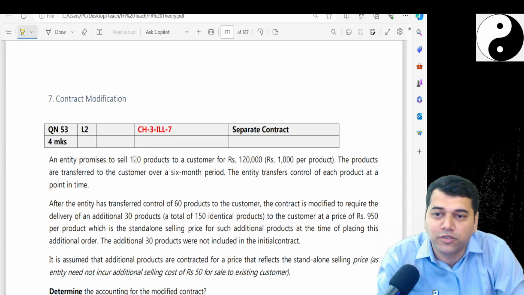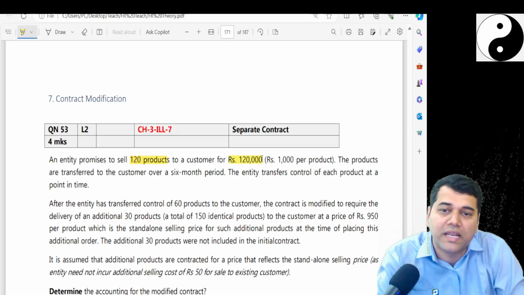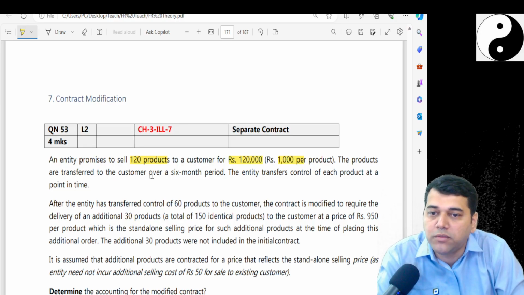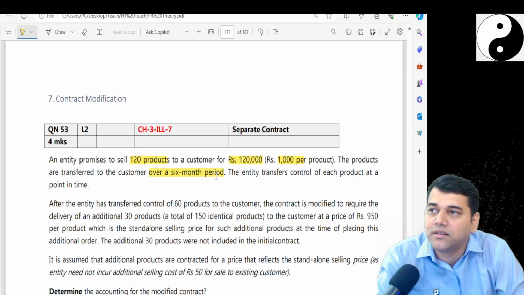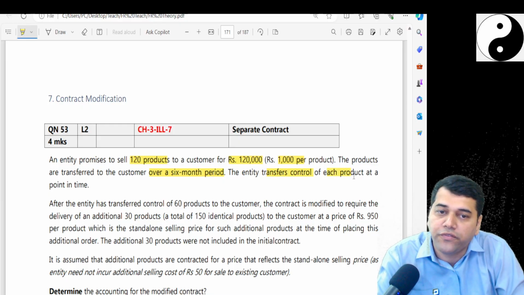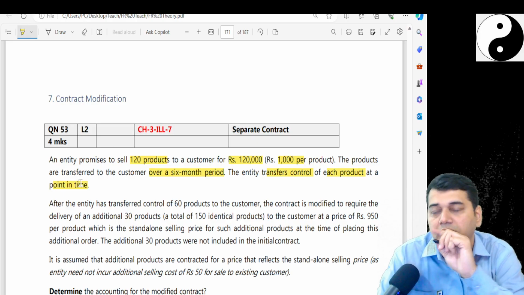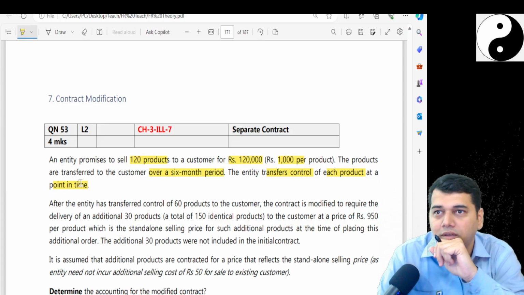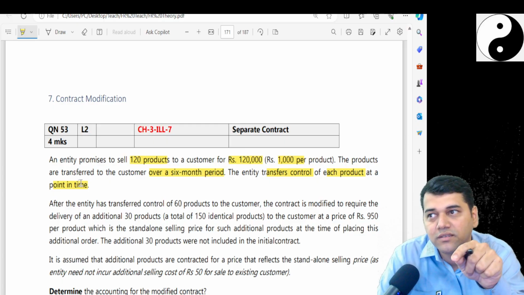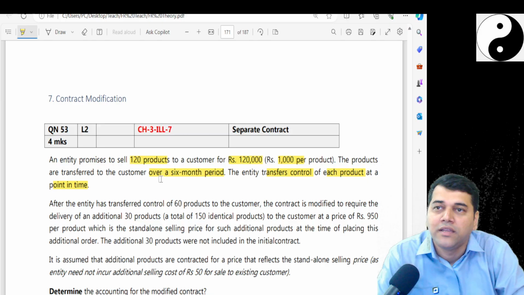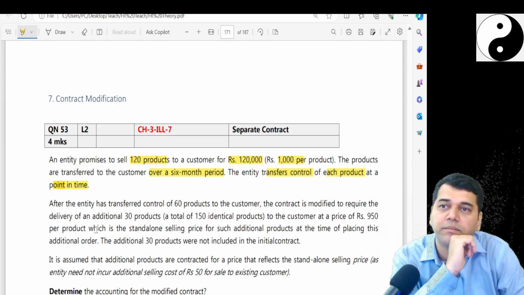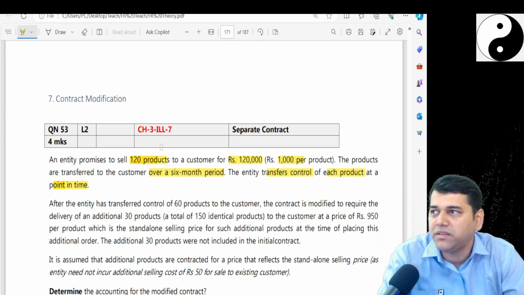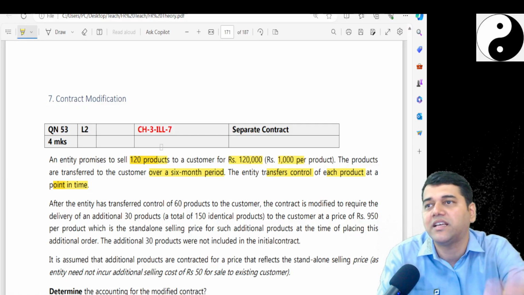An entity promises to sell 120 products to a customer for 1,20,000. That is 1,000 rupees per product. They are transferred to a customer over a 6 months period and transfer the control of each of the product at a point in time. What is the meaning of this? Is it over a period? No. That means, is it a series of distinct? See, if it was a series of distinct, it should have been over a period of time. That means what you have told, maybe there is some modification or something. That means each delivery is considered as one distinct.